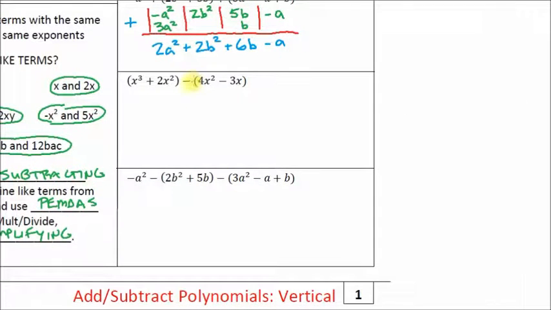This one's going to be a subtraction, the difference. So let's make our columns. I don't know how many exactly I'll need. Let's just put 3 here and see if we need any more or not.